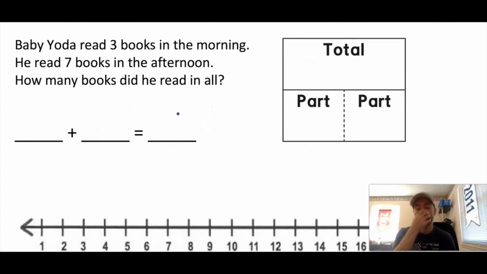Another story about Baby Yoda. Let's see if you know where these numbers go. Baby Yoda read 3 books in the morning. Where do you think we're going to put that 3?